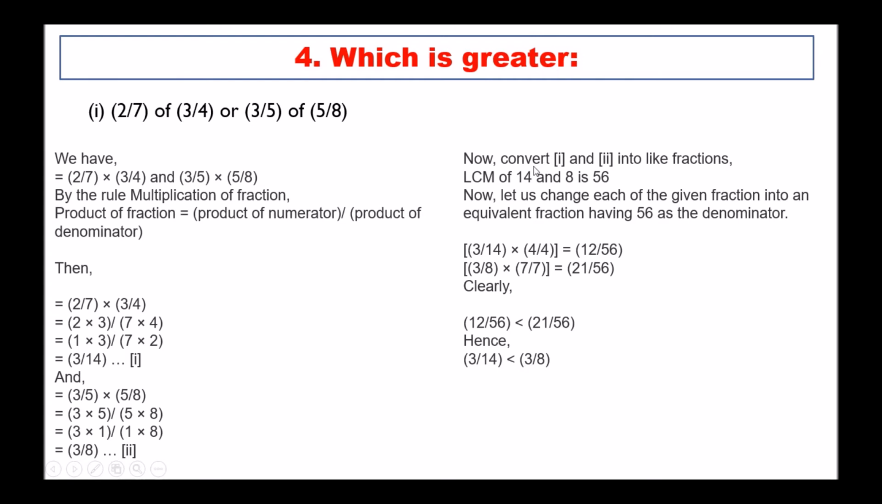Now we will convert 1 and 2 into like fractions. So we will find the LCM of 14 and 8, that is 56. Now let us change each of the given fractions into an equivalent fraction having 56 as the denominator. So 3 upon 14 into 4 by 4, that is 12 upon 56. And 3 upon 8 into 7 by 7, that is 21 upon 56. Now which one is greater? So 21 upon 56 is greater than 12 upon 56. So 3 upon 8 is greater than 3 upon 14.